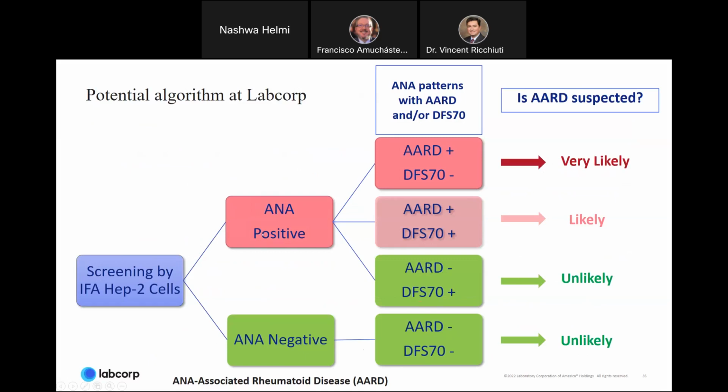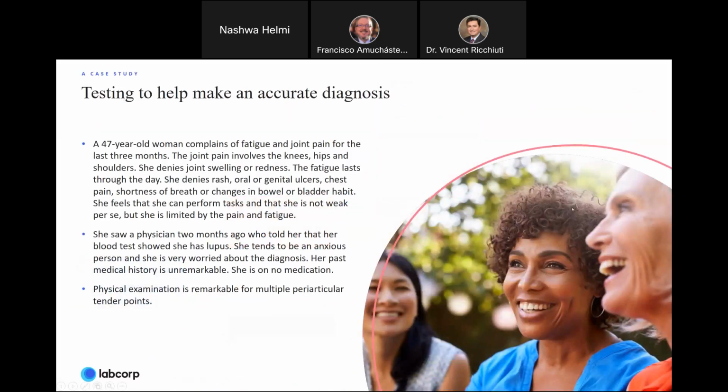If your patient is positive with ANA and positive for both ANA-associated rheumatoid disease antibodies and DFS70 antibodies, as shown here, then your patient is likely to be associated with systemic autoimmune rheumatoid disease. And finally, if the ANA is positive and your patient is only positive with ANA-associated rheumatoid disease antibodies and the DFS70 is totally negative, then your patient will classify as very likely to be associated with systemic autoimmune rheumatoid disease. Let's look at an example.